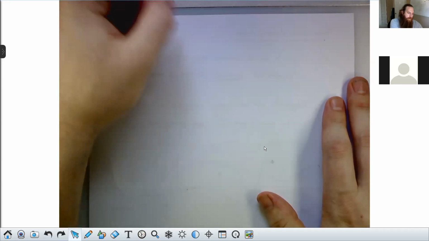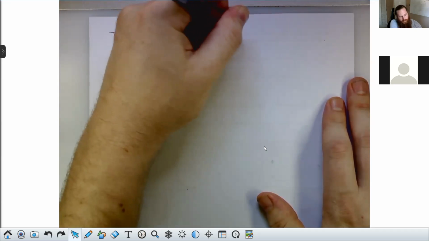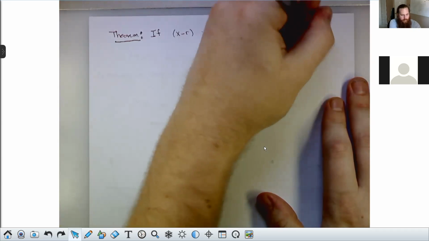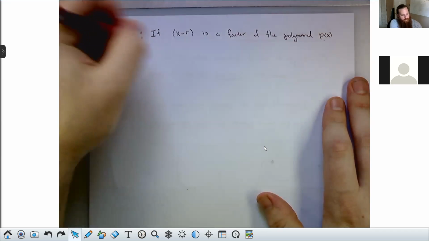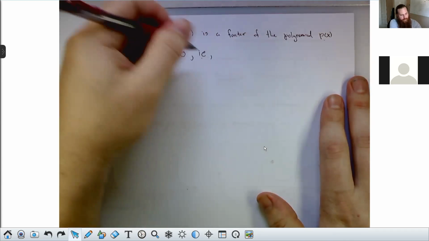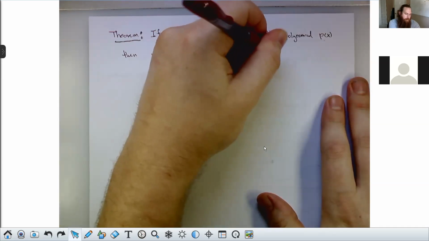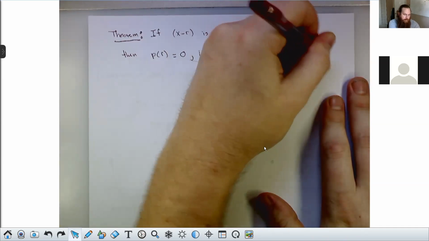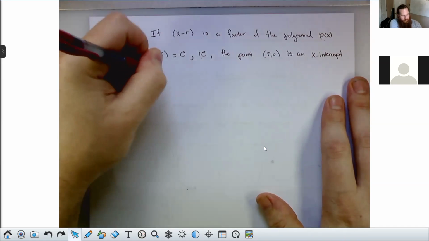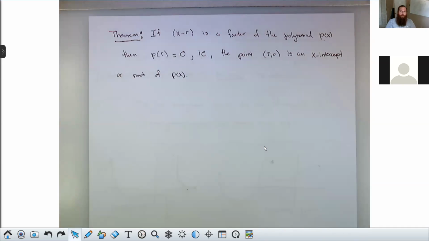First one is, if x minus r is a factor of the polynomial p of x, then p of r is equal to 0, i.e. the point r comma 0 is an x-intercept, or root, of p of x. So x-intercepts always come from factors.